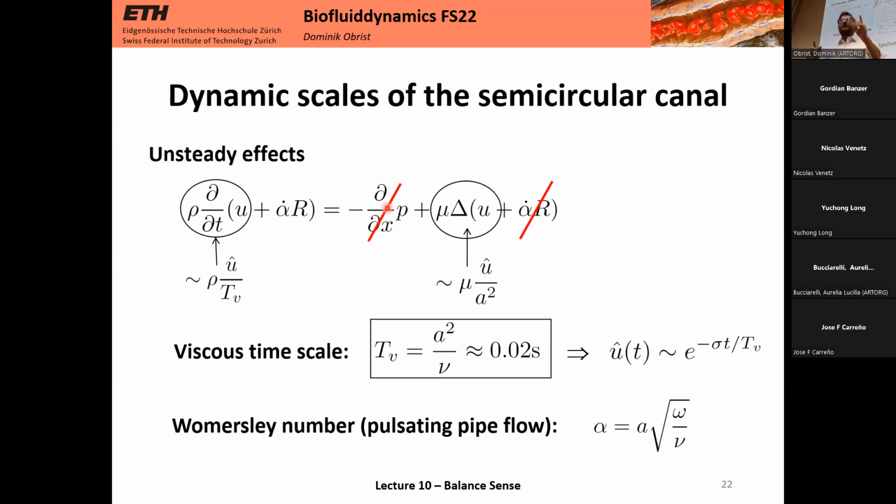Well, it's only weird if we neglect the cupola. If we consider the cupola, we see that the cupola is actually creating a pressure jump, right? The deflection of the cupola makes sure that on one side of the cupola, the pressure is higher than on the other side. This is what is deflecting the cupola. And this pressure difference is reflected in a pressure gradient along the canal.